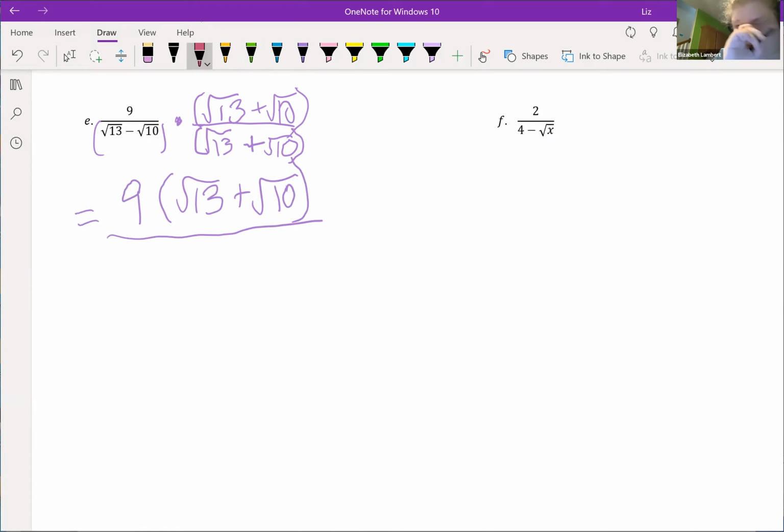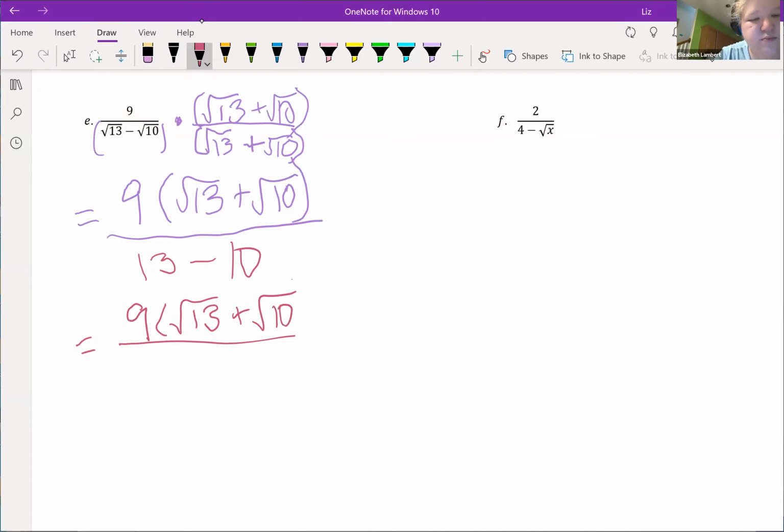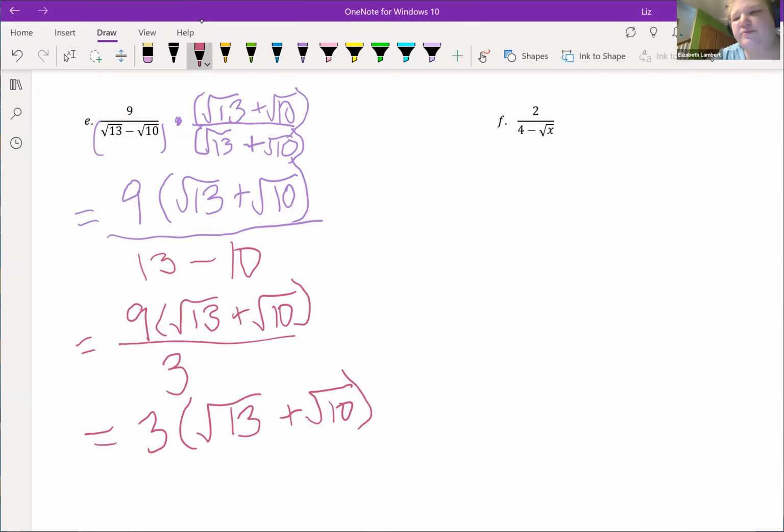Now the bottom. Now again, like we saw in the previous video with multiplying the difference of squares, the outside inside terms cancel out. So this on the bottom is going to be 13 minus 10, like I talked through earlier, which is just 3. And that 9 and that 3 interact nicely. So we have 3 multiplied to the quantity square root of 13 plus square root of 10.